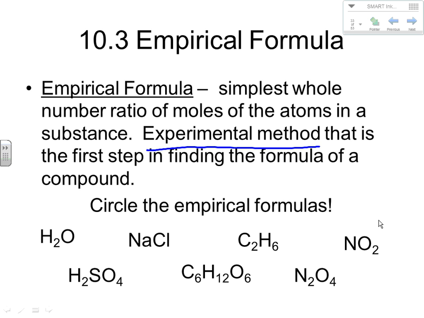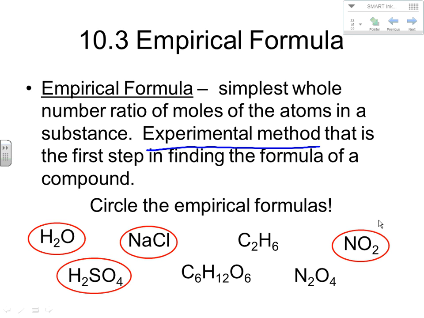Now, if you take a look at the different formulas that are down here, which of the following are actually simple whole number ratios? Because some of these are molecules, and some of these are empirical formulas, and some of these are actually both. So remember, if it can be reduced, it's not an empirical formula. So as you go through the list, water, that's a 2 to 1, that can't be reduced. NaCl, that's 1 to 1, that can't be reduced. C2H6, that can be reduced to a 1 to 3. We can divide both of those by 2. But NO2, 1 to 2, that can't be reduced. H2SO4, you see a 2 and a 4 there, but remember it's a 2, a 1, and a 4, so that can't be reduced. C6H12O6 can, and the last substance, N2O4, that can be reduced because you can divide both of them by 2.